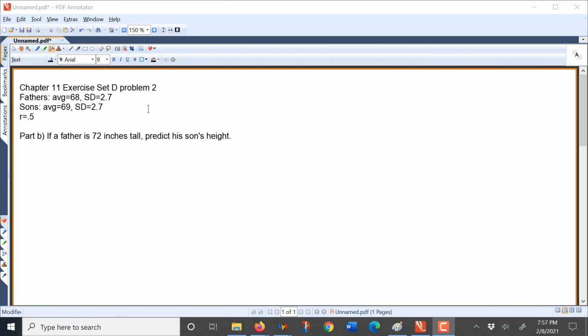This is chapter 11, exercise set D, problem 2. So we have fathers have an average height of 68 inches and an SD of 2.7, and sons have an average height of 69 with an SD of 2.7 as well, and the correlation is 0.5. Now, specifically part B was asked. It says, if a father is 72 inches tall, predict his son's height.